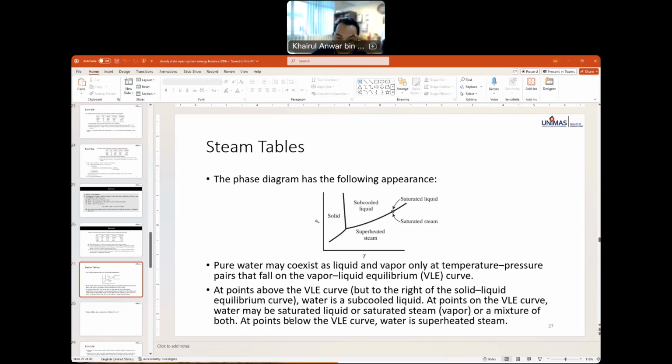Water may be saturated liquid or saturated steam, or a mixture of both, if it falls on the line. But this is for water. For methanol or other types of solution, the phase diagram is different. So this is for water, it should fall on the line. So it can be a mixture of liquid and steam. Below the curve, it is superheated steam.